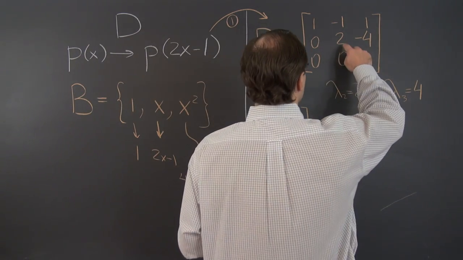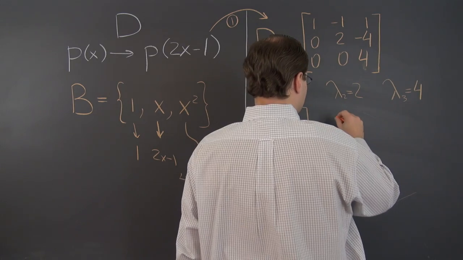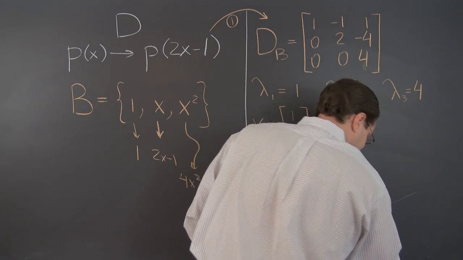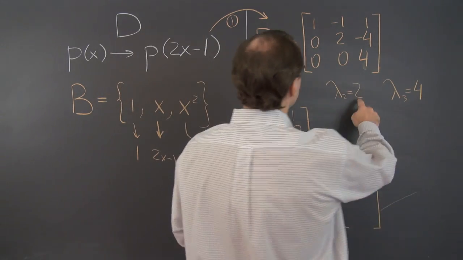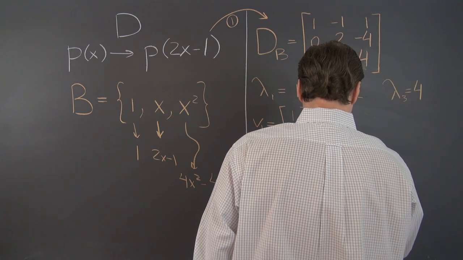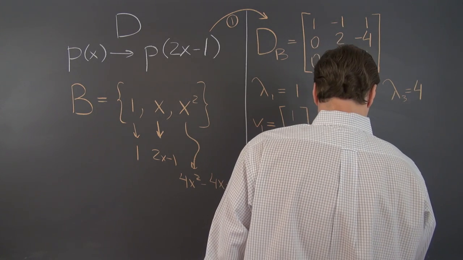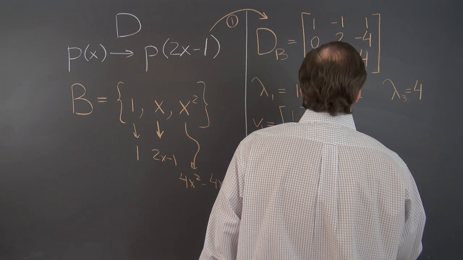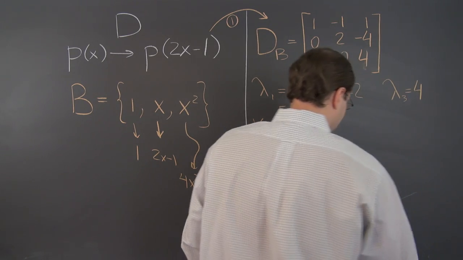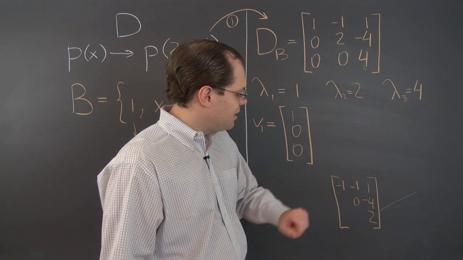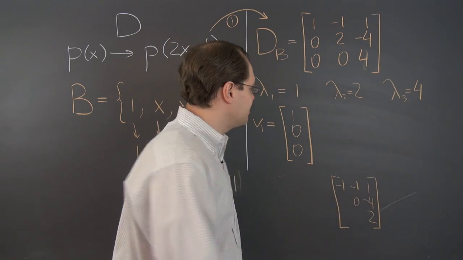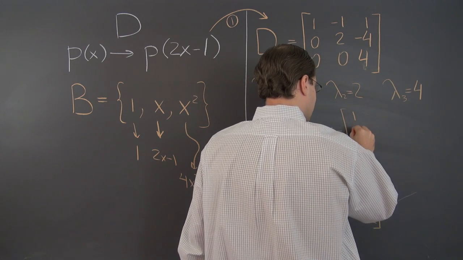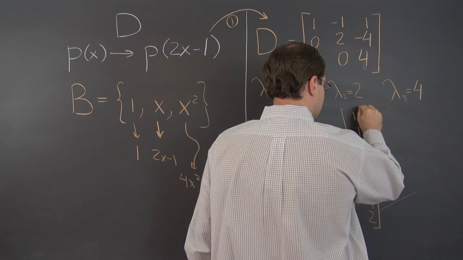Now, lambda equals 2. So we now have to subtract 2 from the diagonal. So this will require a little bit of work. So we'll do that work right here. Okay, and subtracting 2 from the diagonal results in minus 1, 0, 2, and the rest is the same. Minus 1, 1, negative 4, and I see right here it's 1 and minus 1. So V2 equals 1, minus 1, 0.